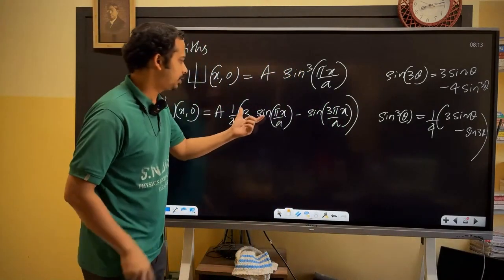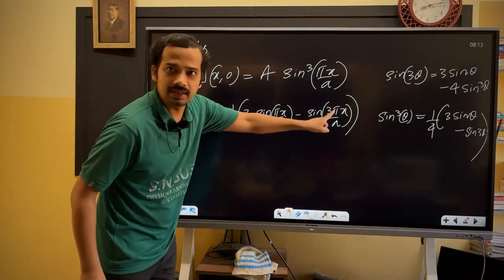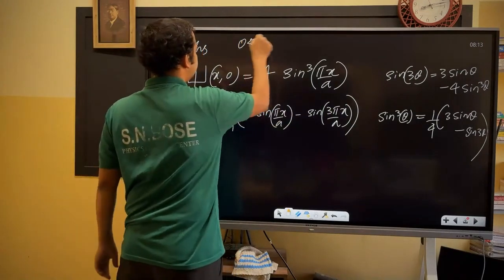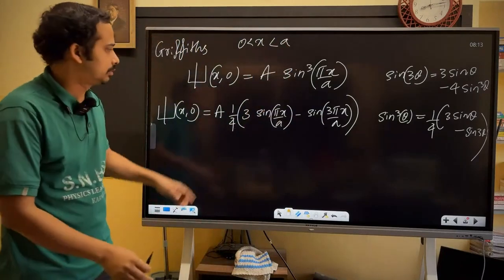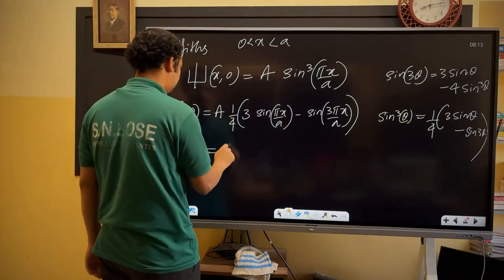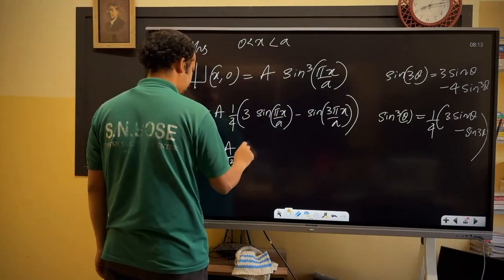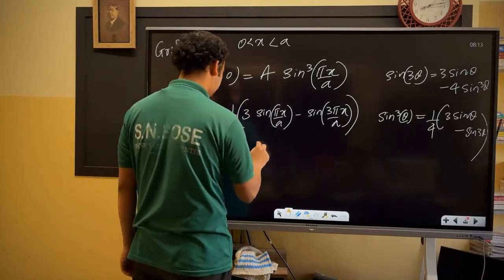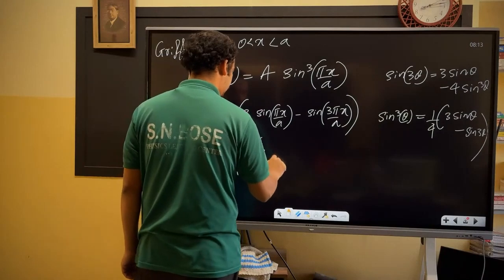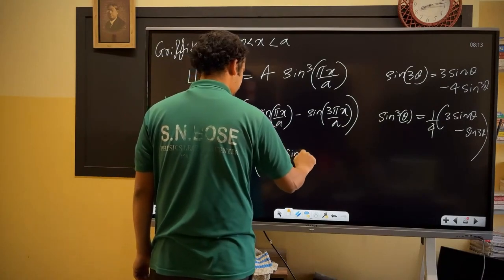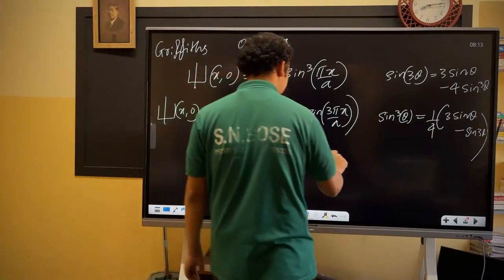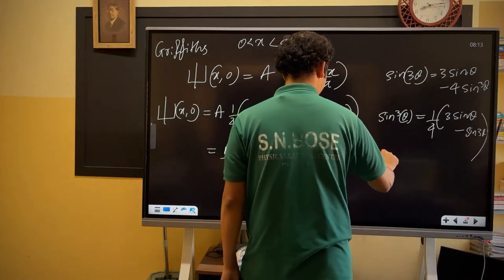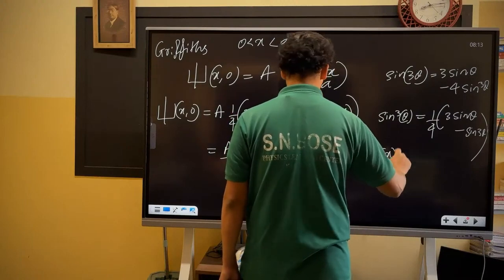Now to write in terms of psi 1 and psi 3, you can see psi 1, psi 3 here. The box is from 0 to a. So I need root of 2 by a. That's why I will divide outside by root of 2 by a. Inside I'll write 3 into root of 2 by a sine pi x by a, minus root of 2 by a sine 3 pi x by a.